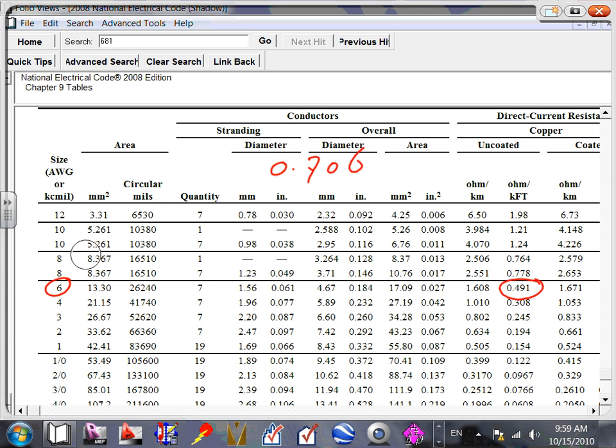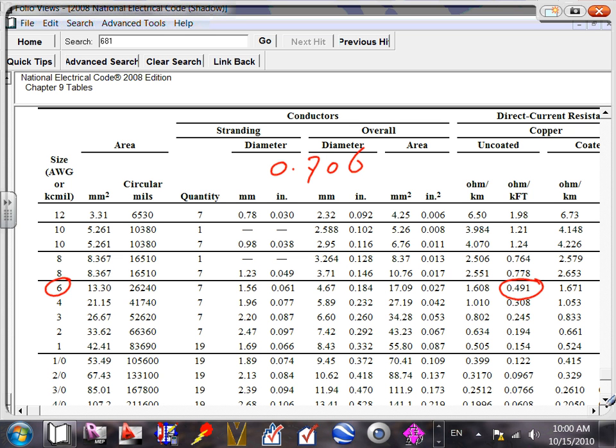Everybody knows why? When we're sizing a conductor, you need a bigger conductor. But when you're looking at it from a resistance point of view, you need the one with smaller resistance. What does smaller resistance mean? Bigger conductor. See how we look at it from a different angle? So then your conductor would be number 6.